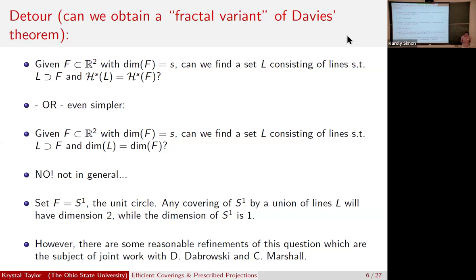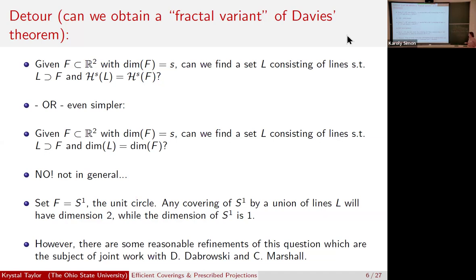Okay, that might be a little too ambitious. So let's make this easier. Let's cross this out and just ask, what if we just require the dimension of L to be the same as F? So we pause here, we poll the audience, and someone says, no, it's definitely not possible, because if you take F to be the unit circle, for instance, that's a one-dimensional set. And whenever you cover this thing by lines, you can eventually convince yourself using Kakeya technology and Schwarzenberger stuff that this line set needs to have dimension 2. So there's a big gap between.